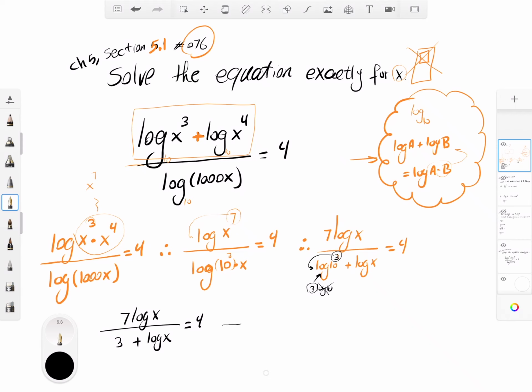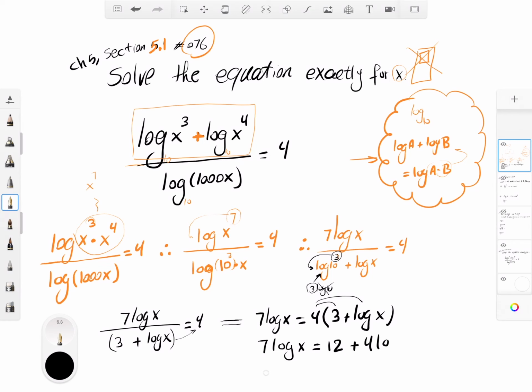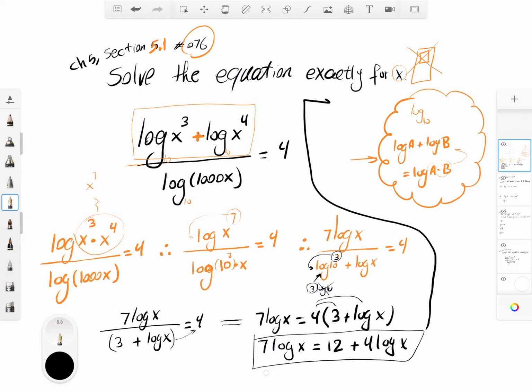So we didn't make any algebraic mistake. Now I'm going to cross multiply. I'm going to multiply this by here. We have 7 log of x equal to 4 parenthesis 3 plus log of x. Now I'm going to distribute this. I'm going to have 7 log of x equal to 12 plus 4 log of x. I'm going to move this over here and erase this formula.